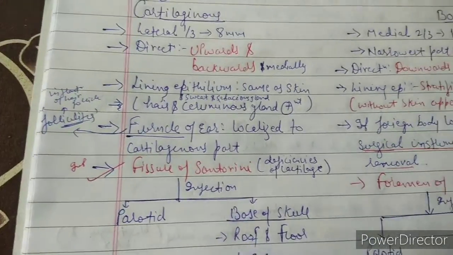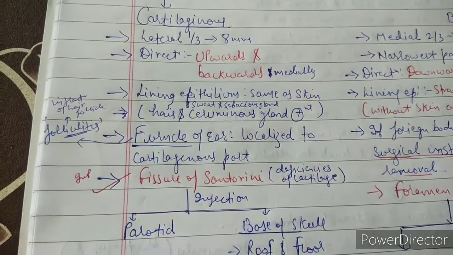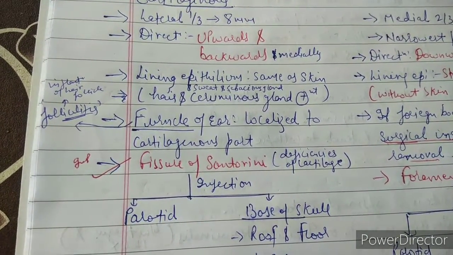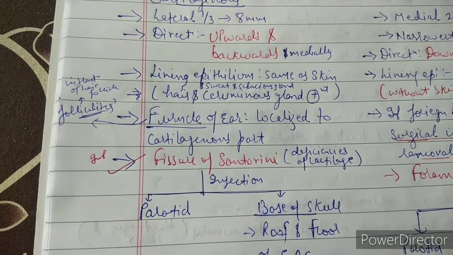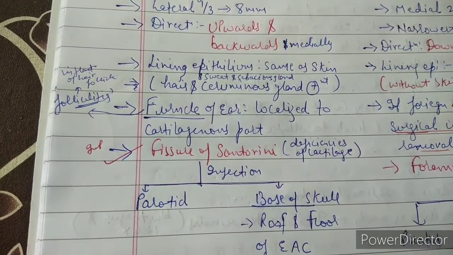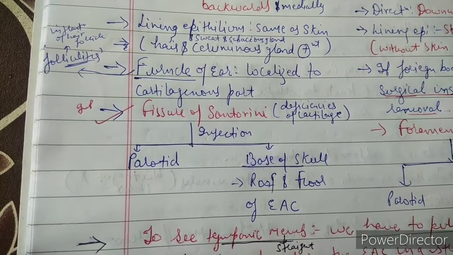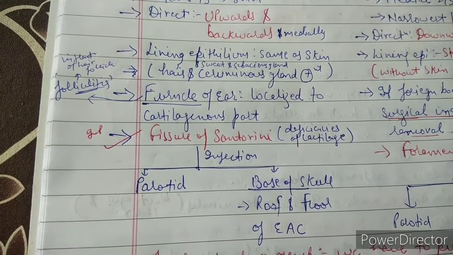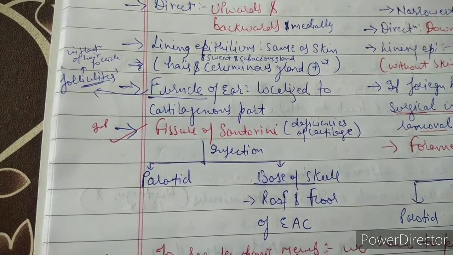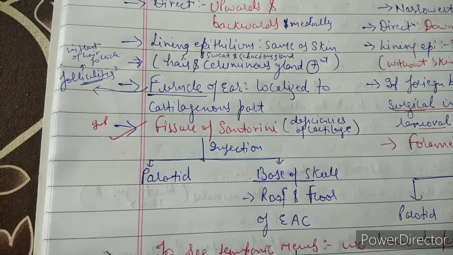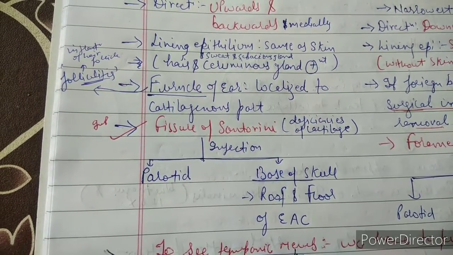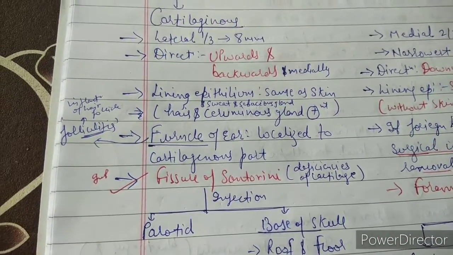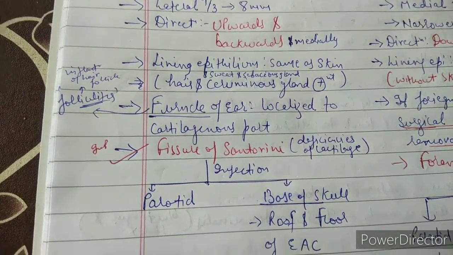Now we will discuss the cartilaginous part. It is the lateral 1/3 part of the external auditory canal. Its direction, guys, is upwards, backwards and medially. Then, what is the lining epithelium? The lining epithelium of the cartilaginous external auditory canal is the same as that of skin. As we all know, in the skin we have hair, ceruminous glands, and sweat and sebaceous glands. So all these are present in the cartilaginous part of the external auditory canal also.